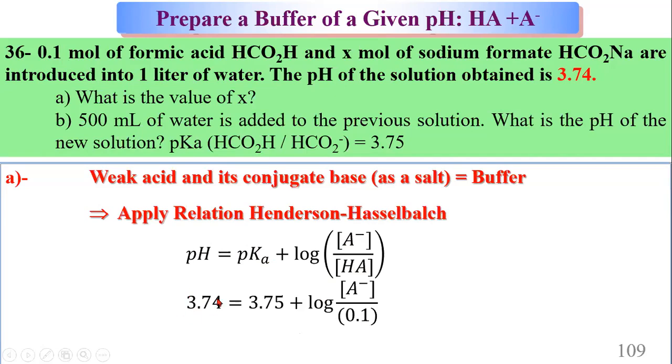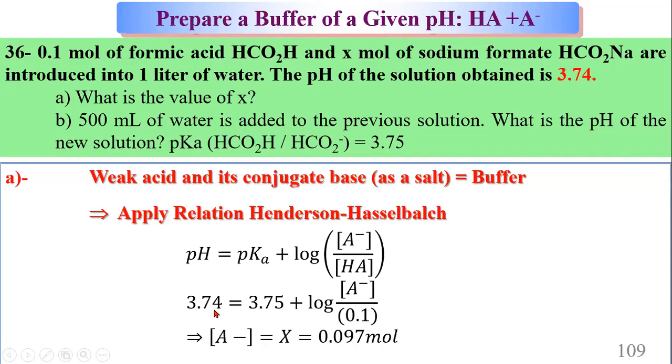Great. Now look at me here. I changed this number. It was 3.75, but if this is 3.75, there's no point in doing a calculation, because automatically A minus should equal HA, because the pH of the buffer is equal to my pKa when A minus equals HA. So I changed that slightly.